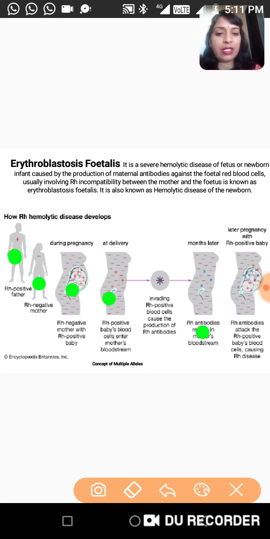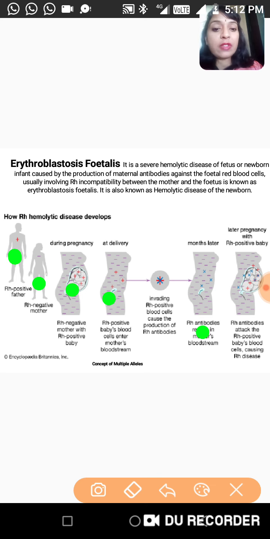Now these anti-Rh antibodies remain as memory cells in the mother's body, and whenever such a Rh negative mother conceives for the second time and carries a Rh positive baby or fetus in her womb, at that time, as the fetus is Rh positive, this mother carries anti-Rh antibodies. So this can be recognized by the mother's body, and this anti-Rh antibody from the mother's blood reaches the fetus through the placenta, attacks the fetus RBCs and causes hemolysis.